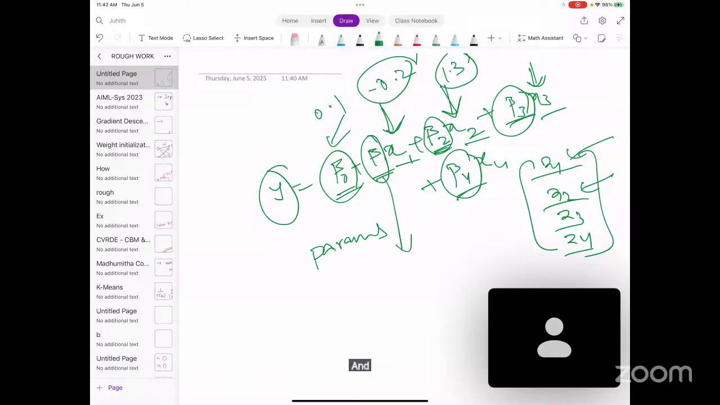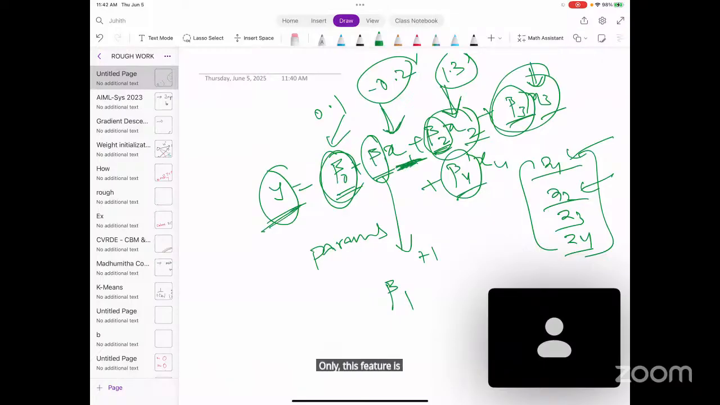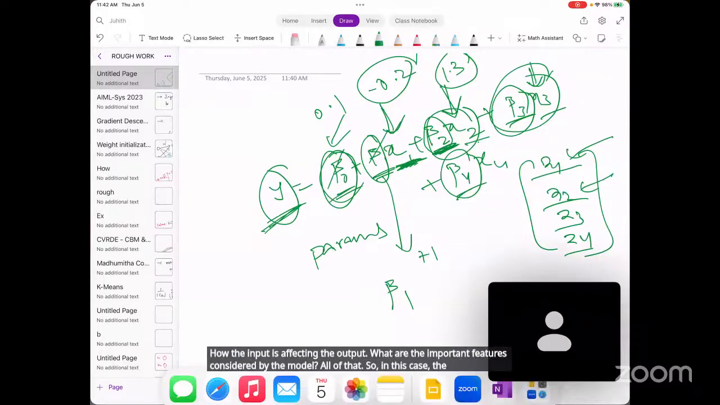Also, if I change this particular feature by 1, how much does y change? It changes by beta 1, keeping all the other inputs the same. Only this feature is changed by 1, so y changes by beta 1. Same, if I change the second feature by 1, the output changes by beta 2, keeping other things constant. So you know very well about the model, how the input is affecting the output, what are the important features considered by the model, all of that. So in this case, the parameters act as explanation.